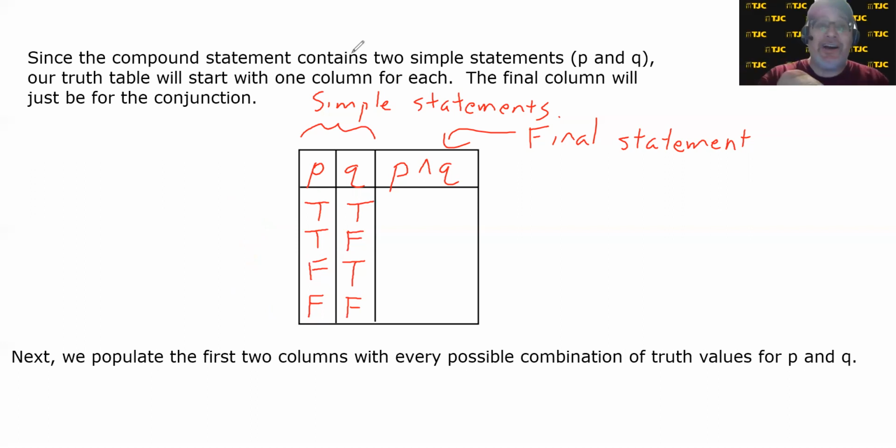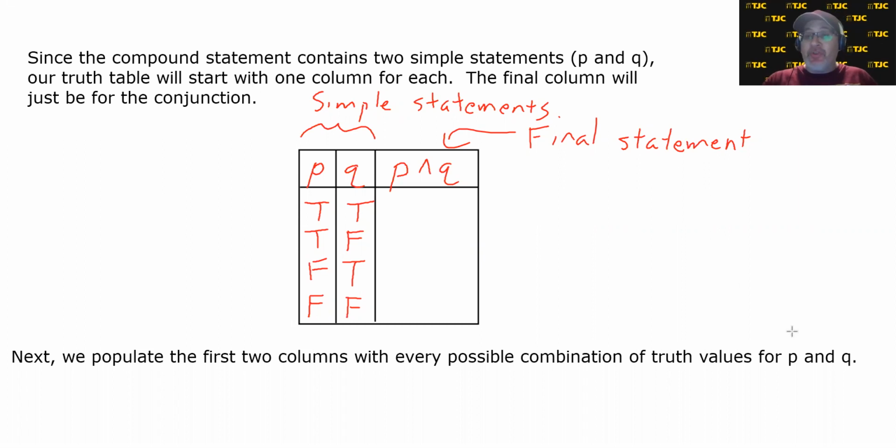Just know that every time I build a truth table that only involves two simple statements, my first two columns will always look exactly like that. In particular, these T's and F's in that order. It's not wrong if you do them in a different order. It's just the way that I will do it from this point forward. I encourage you to do it as well, especially for homework purposes. All right, so now that we've populated the first two columns, we have to figure out whether a conjunction is true or false based on the truth values of P and Q.